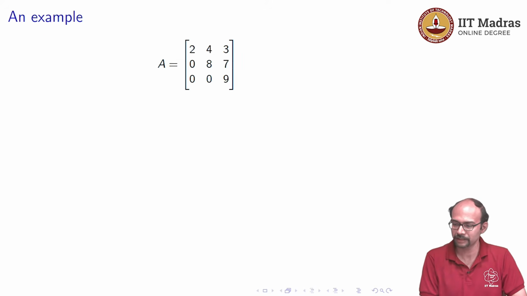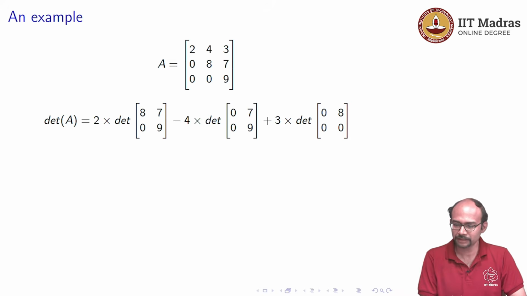So here's a 3 by 3 matrix: 2, 4, 3, 0, 8, 7, 0, 0, 9. Maybe I should mention that such a matrix is called an upper triangular matrix because it has zeros below the diagonal. Okay, so let's compute its determinant. The determinant of A is 2 times the determinant of the matrix 8, 7, 0, 9, which is what's remaining if you disregard everything in the first row and column, minus 4 times the determinant of 0, 7, 0, 9, plus 3 times the determinant of 0, 8, 0, 0.